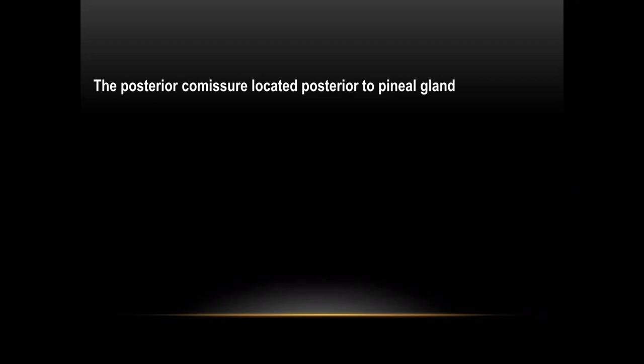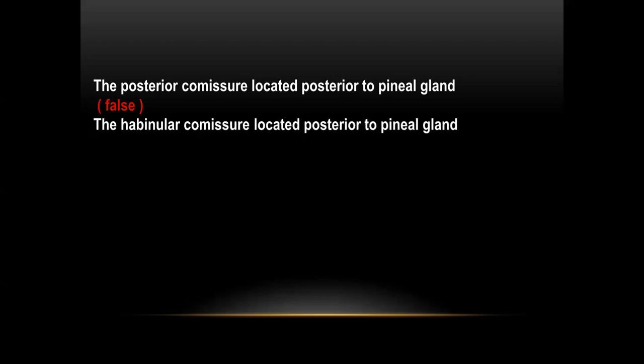The posterior commissure is located posterior to the pineal gland. False. It is inferior to the pineal gland, anterior and inferior. The habenular commissure is located posterior to the pineal gland. False. It is located anterior and superior to the pineal gland.